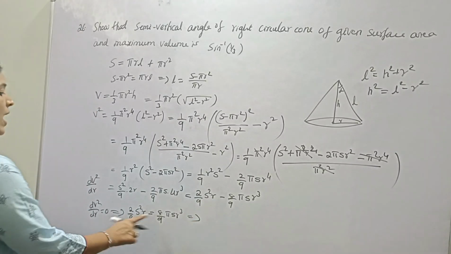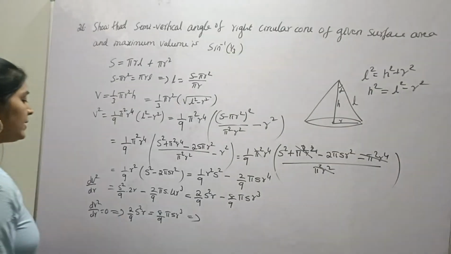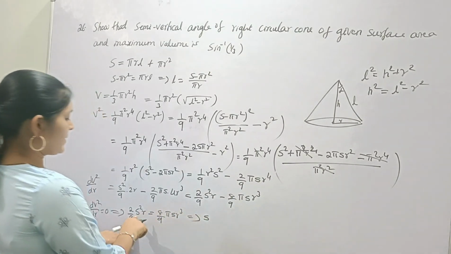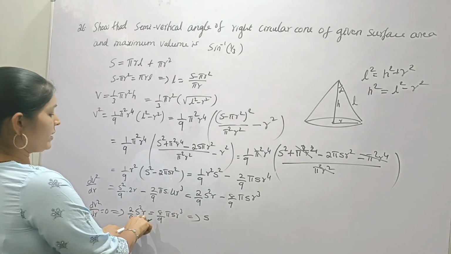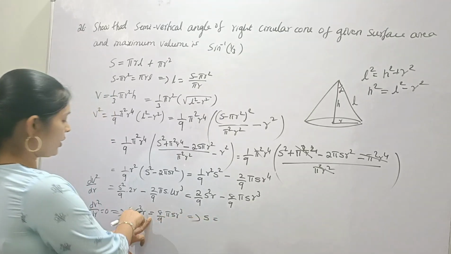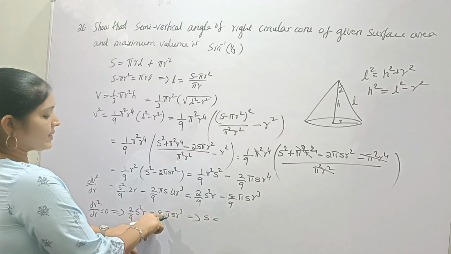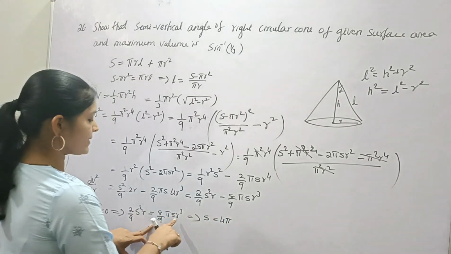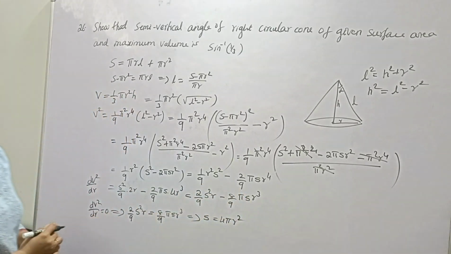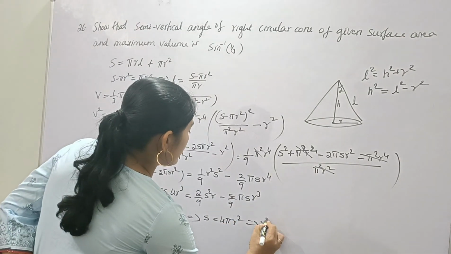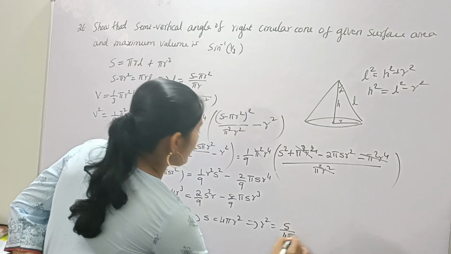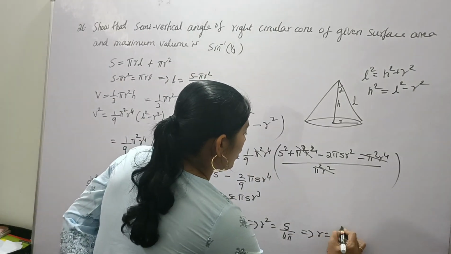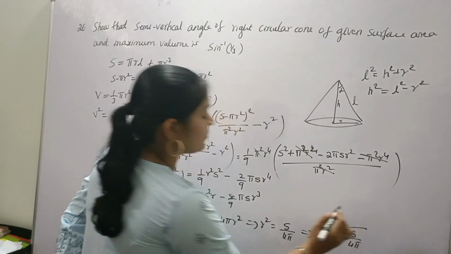That implies here r cancelled and 2 by 9 cancelled. So s cancelled, remaining s. Here 2 by 9 cancelled, so remaining 4 pi s cancelled, so r square. That implies r square is equal to s divided by 4 pi. That implies r is equal to root of s by 4 pi.